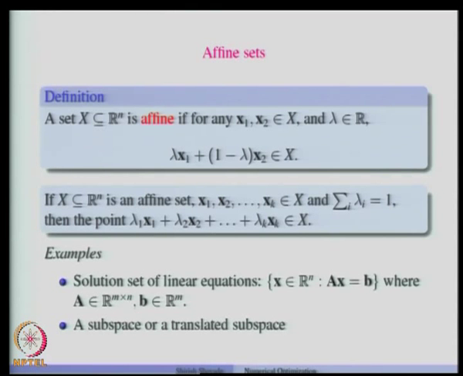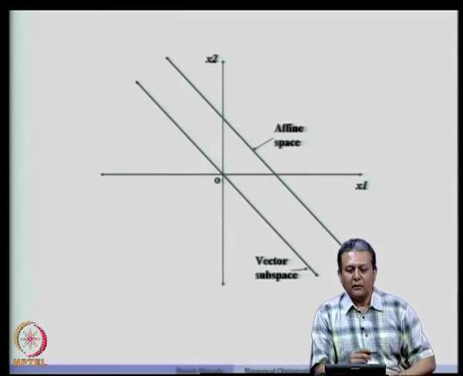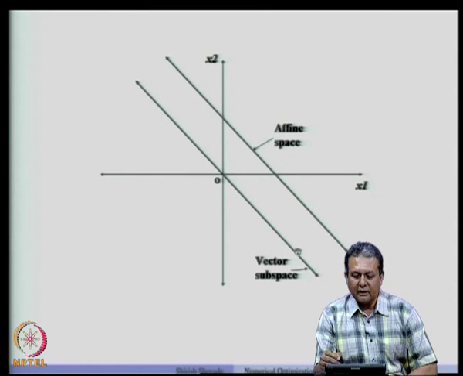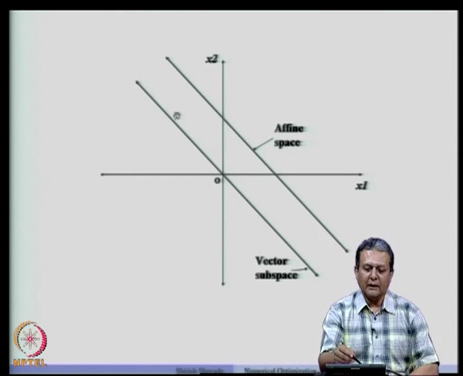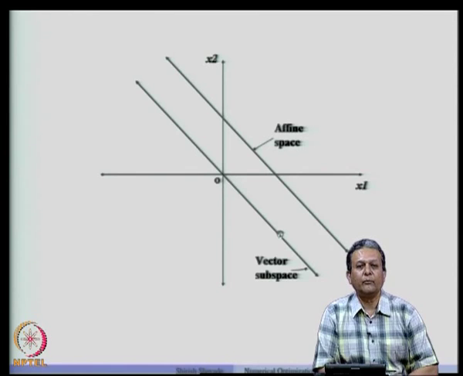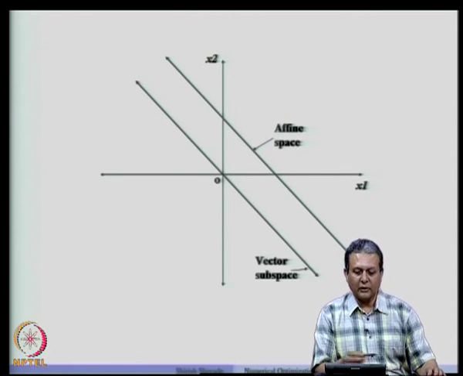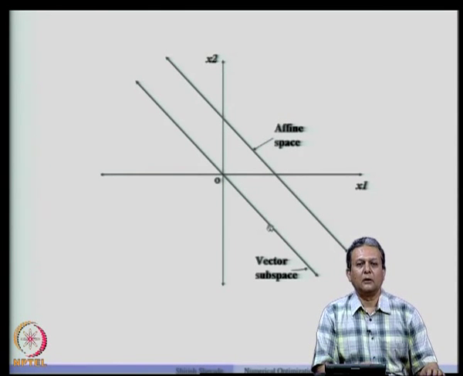Another example of an affine set is a subspace or a translated subspace. For example, this is a vector subspace, because you will see that it is in two dimensional space. This is a vector subspace because it passes through the origin. Now, if I translate it, that becomes an affine space. Now, both are affine sets, because if you take any 2 points in this set, then the line passing through those points belongs to the same set. So, these two both are affine sets.